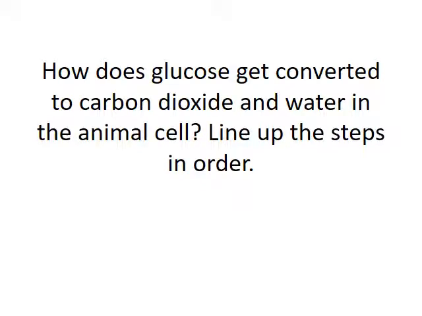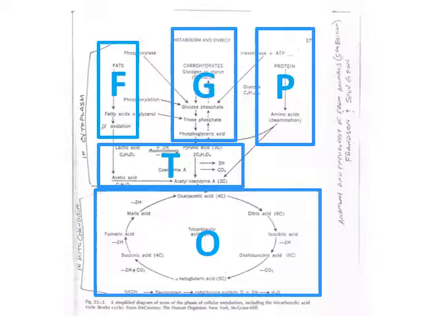I want you to think about how does glucose get converted to carbon dioxide and water in an animal cell. Line up the steps. What are the processes that have to happen for glucose to be turned into CO2 and water? Which steps do we go through on this diagram? So I went through them. Make sure you can do that.